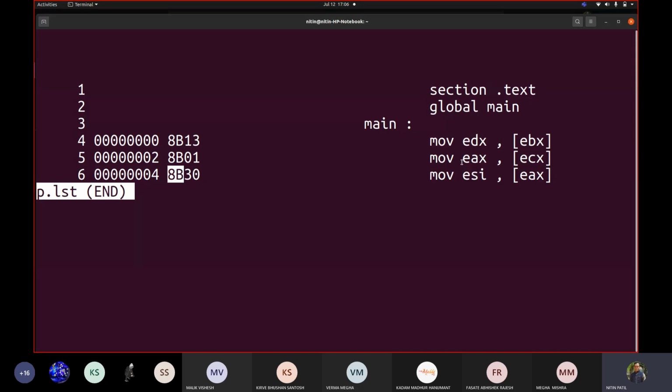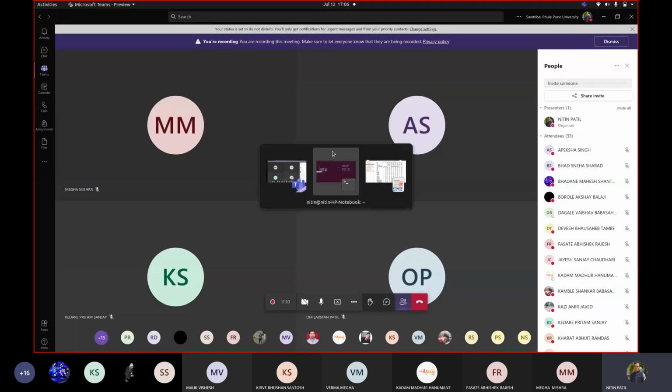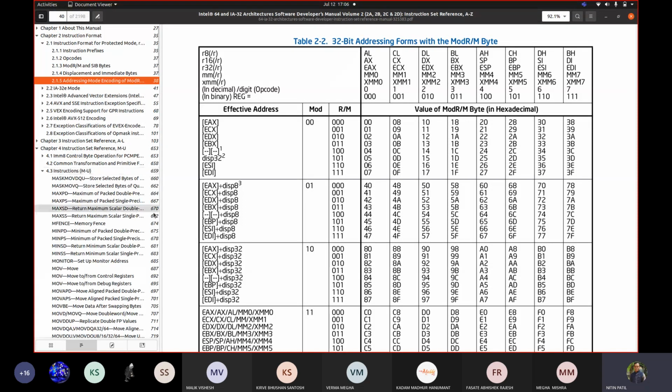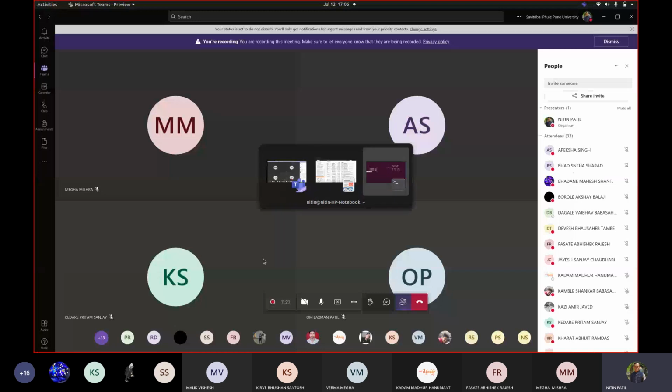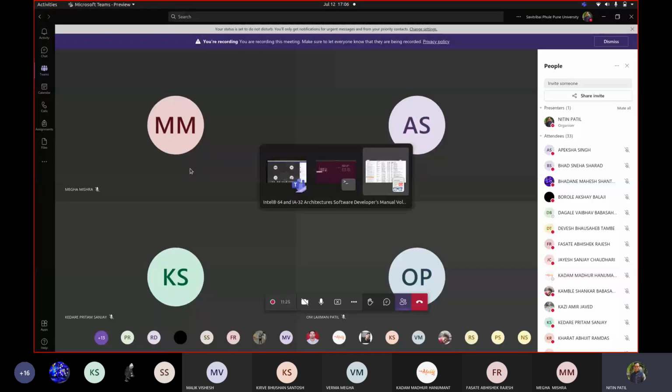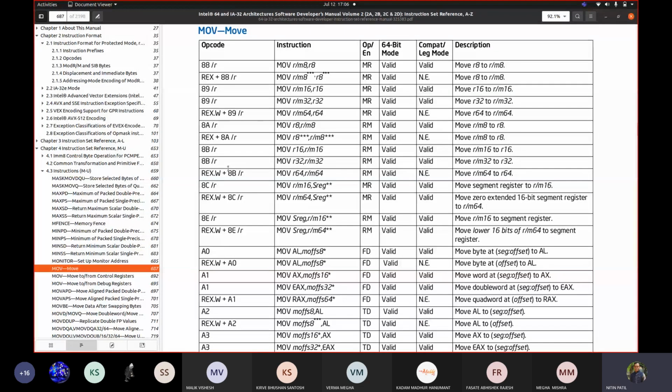So ultimately, let us go to this PDF, and we'll talk specifically about the move instruction. And what did we want? We wanted this 8B. See that 8B here. Where can you see that? Yeah, here: R32, R/M32.